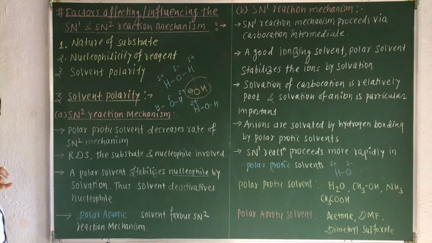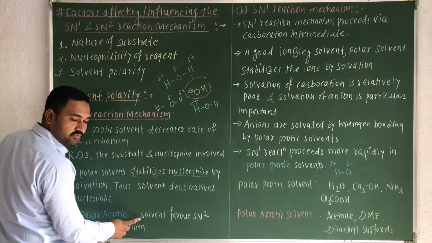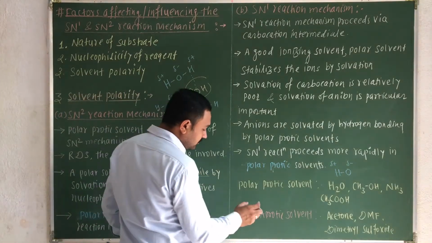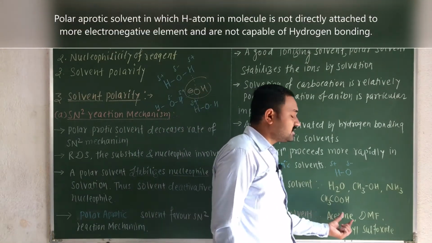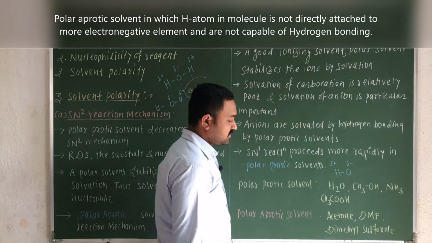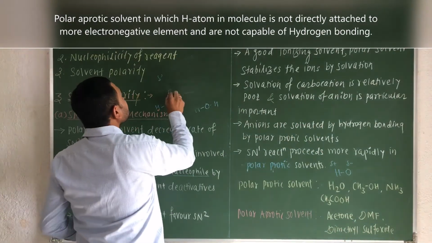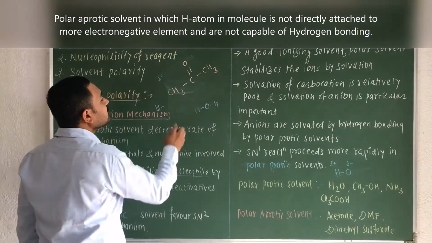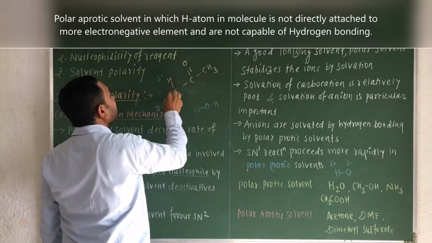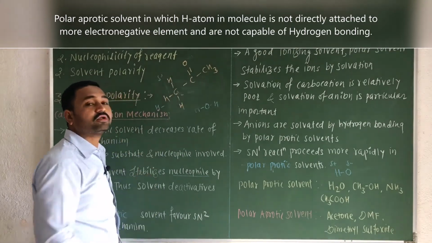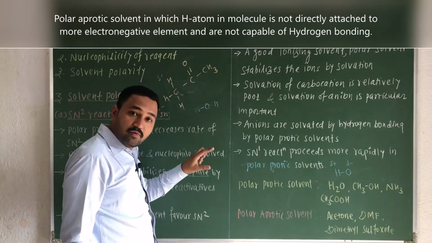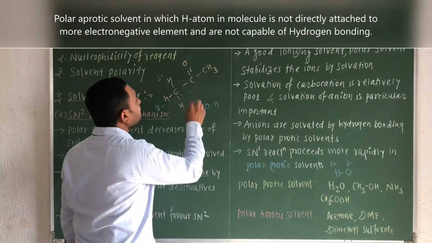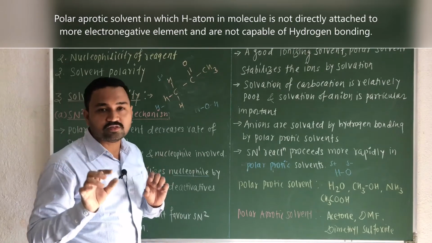So just remember one important thing: polar aprotic solvent will favor the SN2 reaction mechanism. Now what is a polar aprotic solvent? For example, acetone, dimethyl formamide, and dimethyl sulfoxide. If we take the example of acetone, CH3 C double bond O CH3, remember that each hydrogen atom of the methyl group is not directly attached to a more electronegative element. That is the important factor. That's why they are called aprotic solvents, and they are not capable of forming hydrogen bonding.